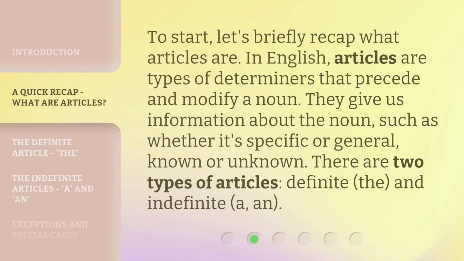To start, let's briefly recap what articles are. In English, articles are types of determiners that precede and modify a noun. They give us information about the noun, such as whether it's specific or general, known or unknown. There are two types of articles: definite, the, and indefinite, a, an.